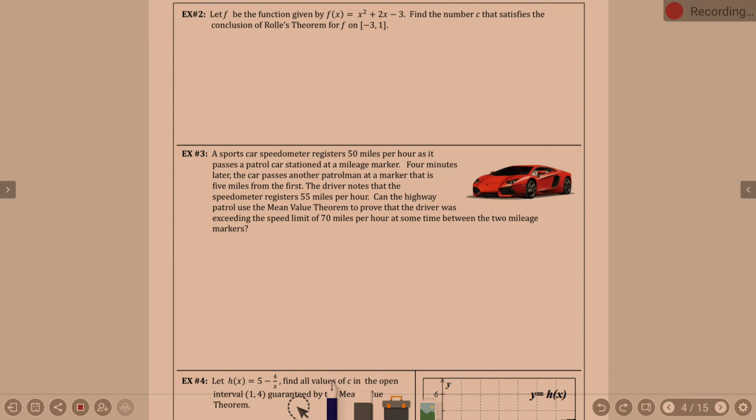Okay, Example 2. Do we have time? Let's try it. Let f be the function given by f of x equals x squared plus 2x minus 3. Find the number c that satisfies the conclusion of Rolle's theorem for f on -3 to 1.